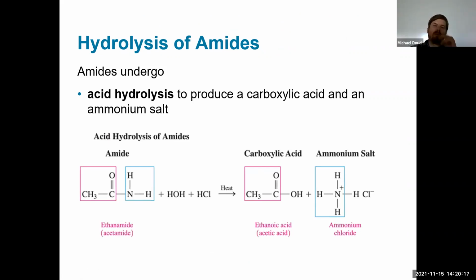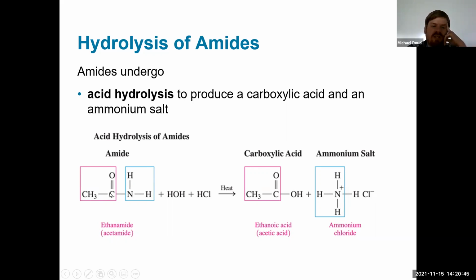Okay, so let's talk about amide hydrolysis. In the previous lecture, we talked about how esters can be split up in two different ways: acid hydrolysis and base hydrolysis. The same thing is true with amides. Amides can undergo acid hydrolysis when you react them with an acid and heat, and what happens is you form the carboxylic acid from the amide and the ammonium salt of whatever amine you have. So for example, here, ethanamide, you split it in half.